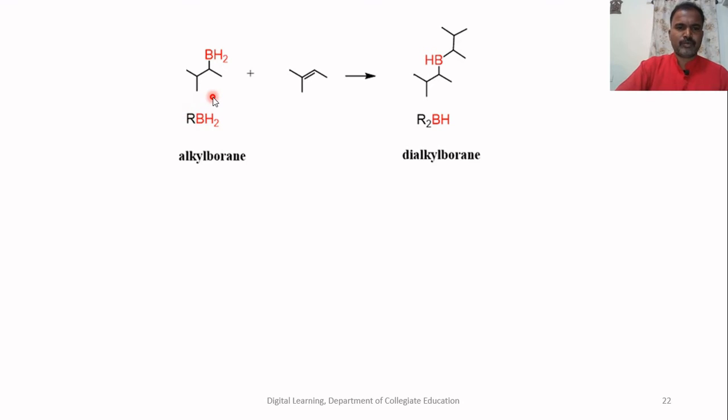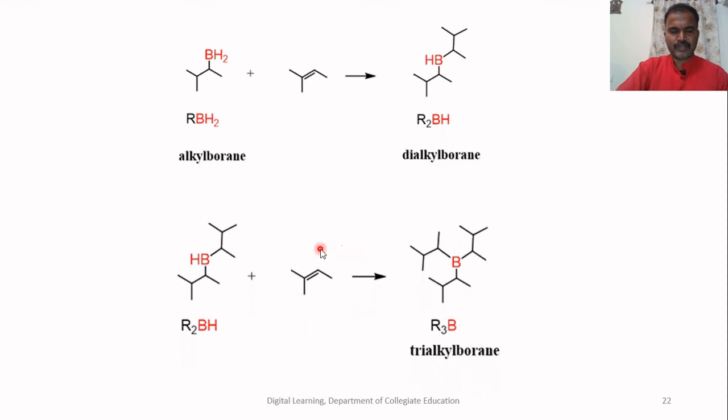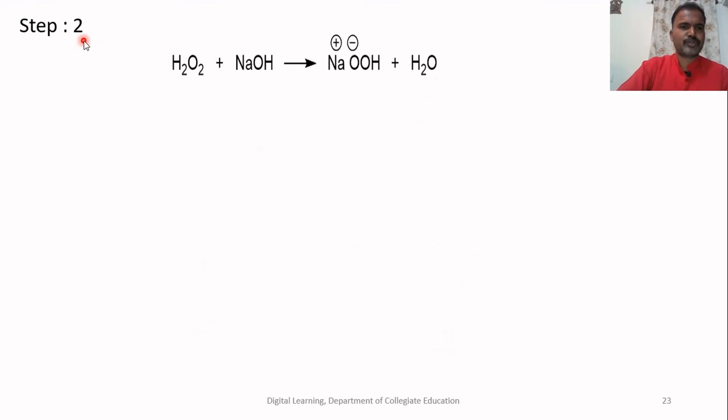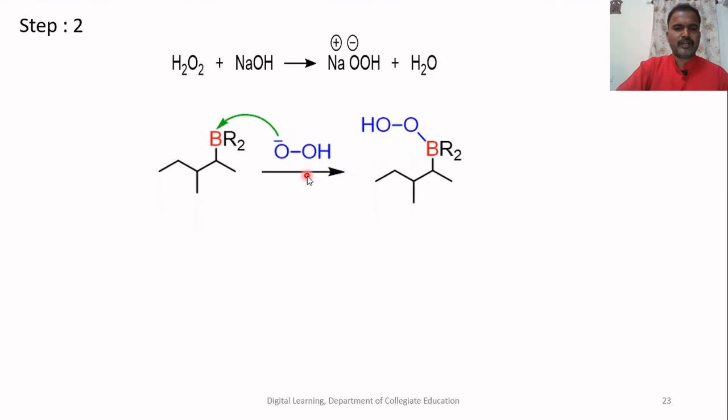So the alkyl borane reacts with one more molecule of alkene and gets converted into dialkyl borane. Still it is having one hydrogen. So dialkyl borane reacts with one more molecule of alkene and converts into trialkyl borane. So in step 2, hydrogen peroxide converts into hydroperoxide ion in the presence of a base. The hydroperoxide ion formed attacks the electron deficient boron of the trialkyl borane and gets converted into this product.